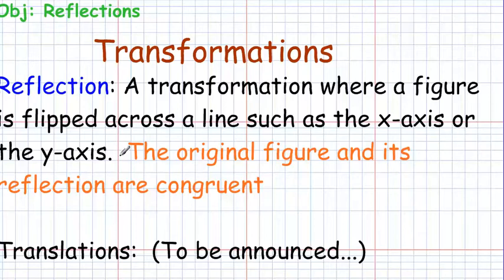Now, a reflection is a transformation where a figure is flipped. We have used that word in the past. We say a flip is a reflection. It's across a line. Now we're going to use the x-axis and the y-axis as our lines for most of our problems because we're doing coordinate geometry. The original figure and the new figure, the reflection, are congruent. We'll talk about translations a little bit later.